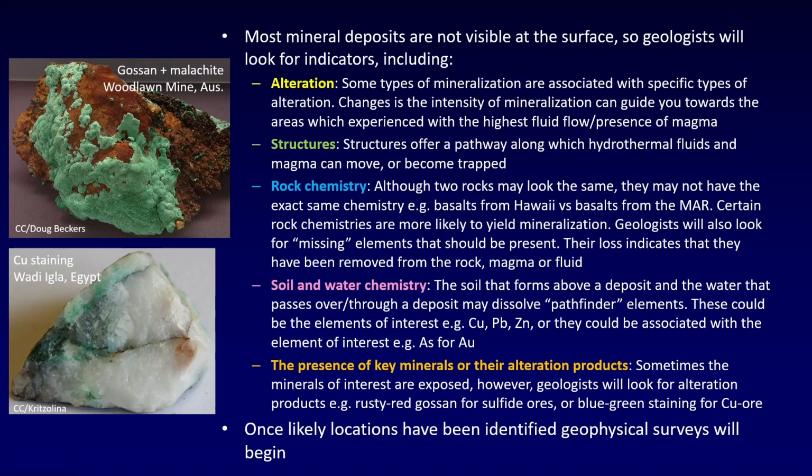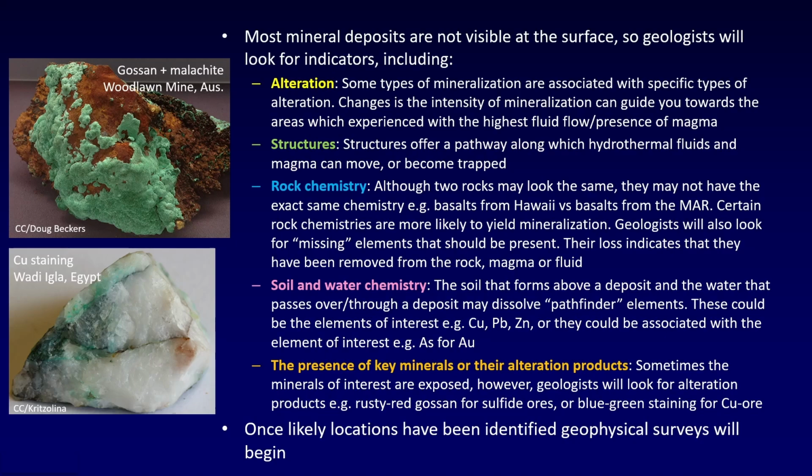Sometimes two rocks can look exactly the same. A good example of this would be something like a basalt from Hawaii and a basalt from the seafloor, the Mid-Atlantic Ridge. Now, they're going to look exactly the same. However, there will be very small differences in the chemistry between these two types of basalt. The one from Hawaii is formed due to a hotspot. The one at the Mid-Atlantic Ridge is formed due to a divergent plate boundary. This is actually going to produce slightly different chemistries in your basalt.